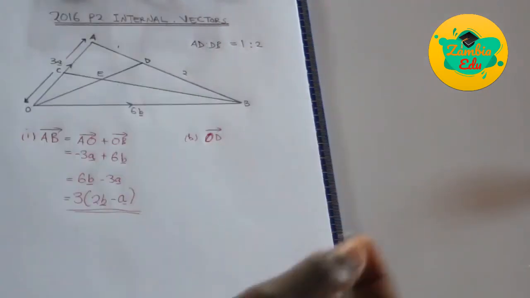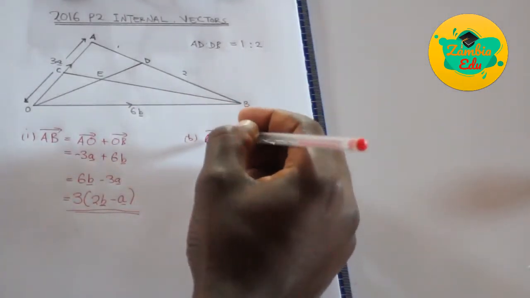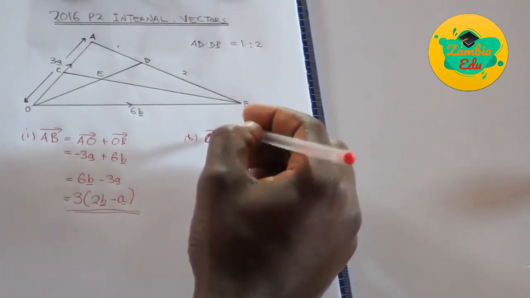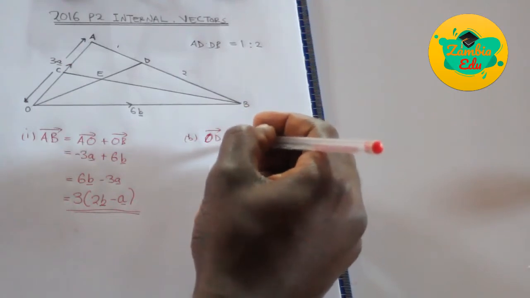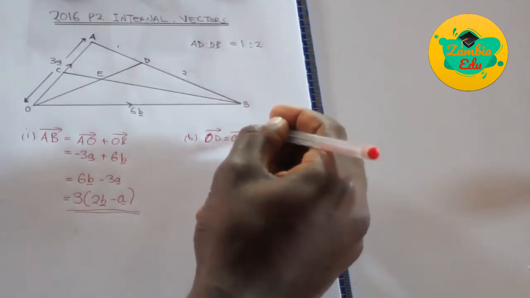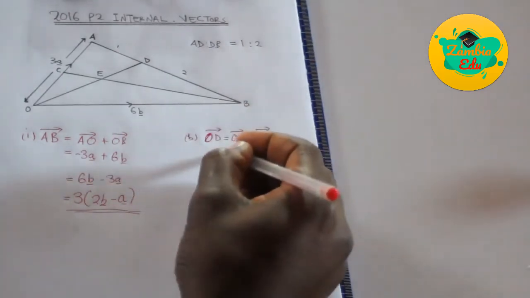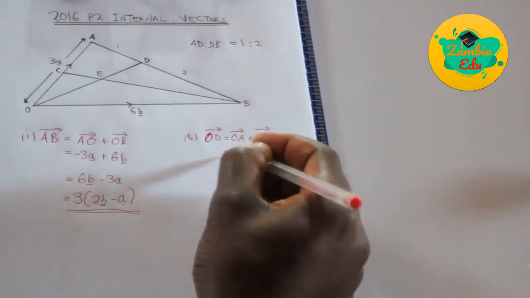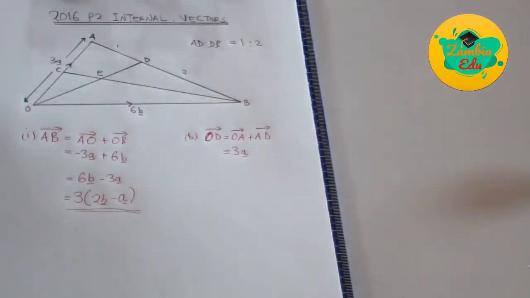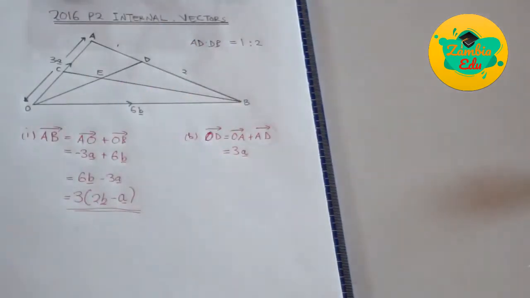So, if in our question we decide to use, we'll go OA plus AD. Let's say this is the route we decide to use. What that will mean is, we have OA. We know that that's 3a. But what about AD? So how do we find the value of AD?